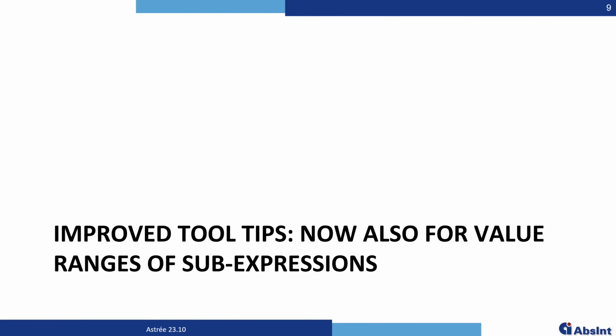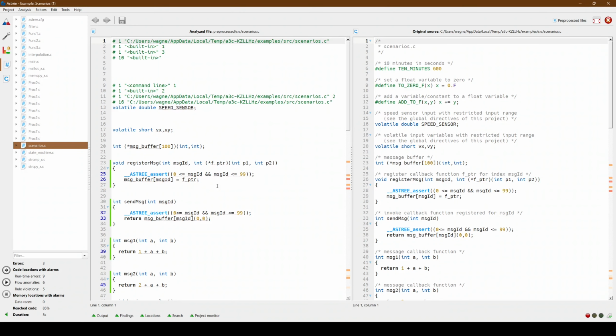Our tooltips have improved again to now also show the values of sub-expressions. Let me show you an example. As you can see here, the two sub-expressions 0 less or equal than message ID and message ID less or equal to 99 now have their own tooltips with useful information. This applies to many types of sub-expressions and will support you even better when performing analysis.